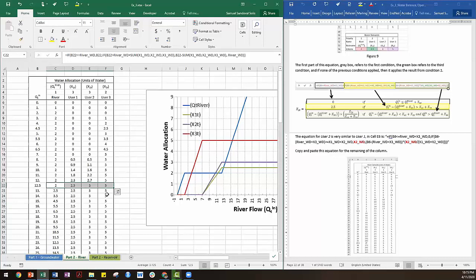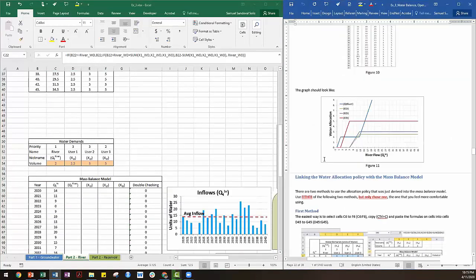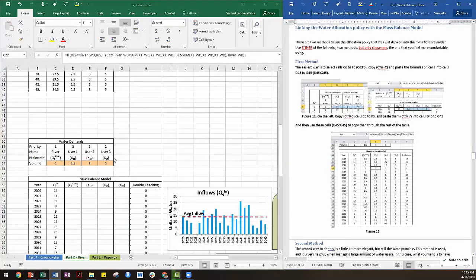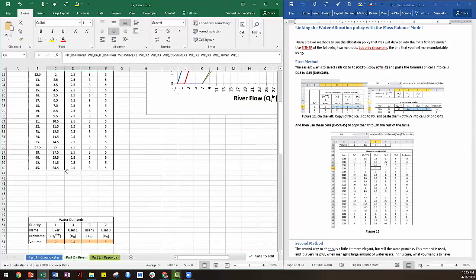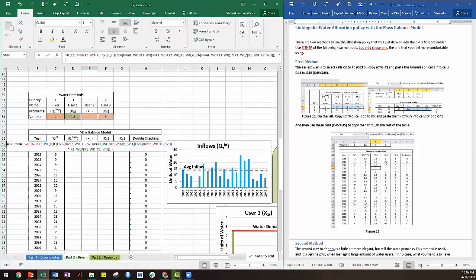Okay? And now we're going to this part 2. Basically you can do either of these two methods, method 1 or method 2. I'm going to select method 1, which is basically just copying this first row and pasting it in here. And that will do it. That's how I will be able to use this kind of mass balance model to estimate the water demand in here.